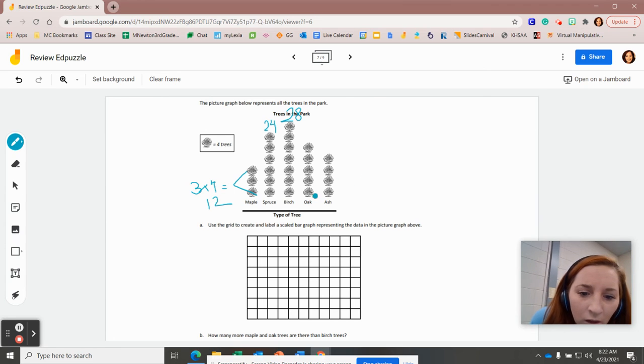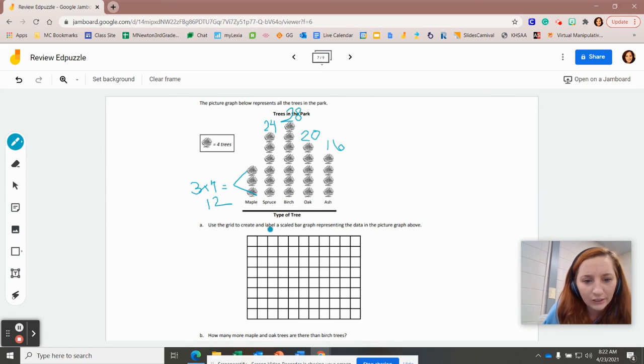Good. Okay. Oak, 1, 2, 3, 4, 5 trees, and the 4 trees represent one of the trees. So 5 times 4 is 20. 1, 2, 3, 4 ash trees, and there are 4 trees together. So that represents 16. Okay, so that just makes it easy for me to read.